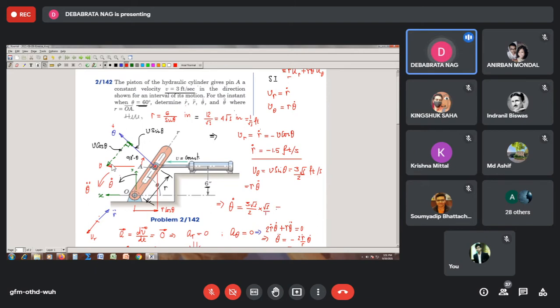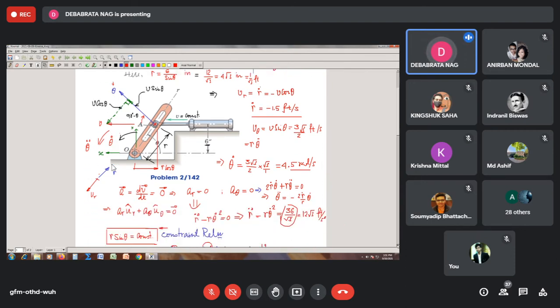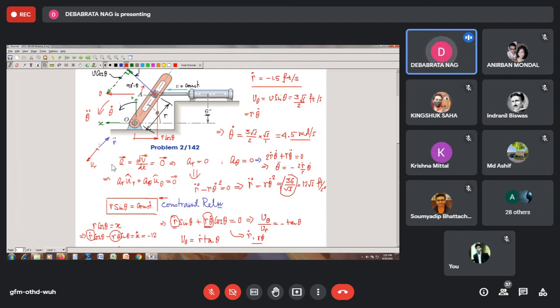So it will be therefore 9/2, which means it will be 4.5 radian per second. Okay, 4.5 radian per second. So accordingly you just change here as well. In this place, it will not be 36. So you should check it and get your answer accordingly.